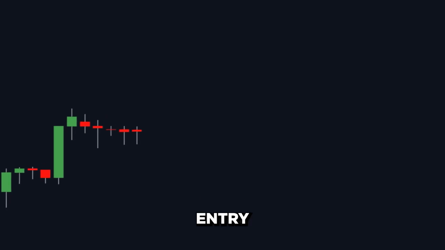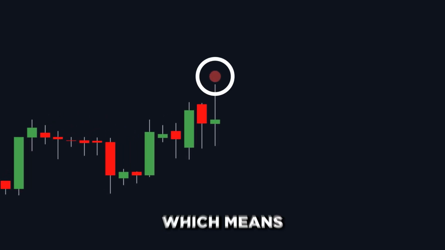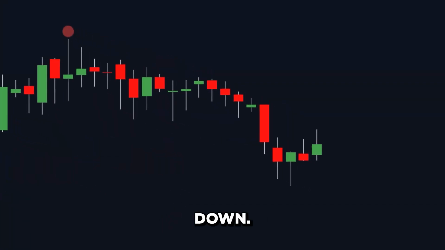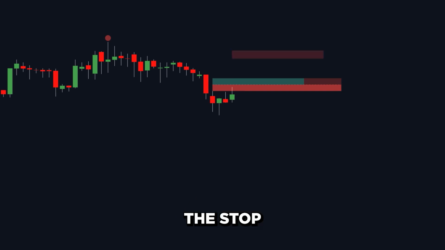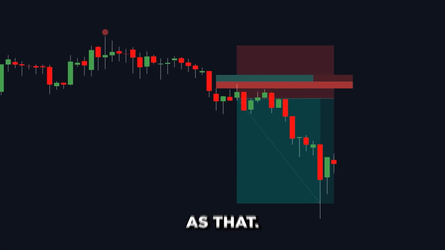Let's look for a short entry opportunity. From the red circle, we can see there's a bearish liquidity grab, which means we are going to look for short trades only. As the price has shot down, it has formed a bearish fair value gap, which is now being retested. We'll take a short entry and set the stop loss slightly above the fair value gap, once again taking a 1 to 2 risk to reward trade. It's as simple as that.